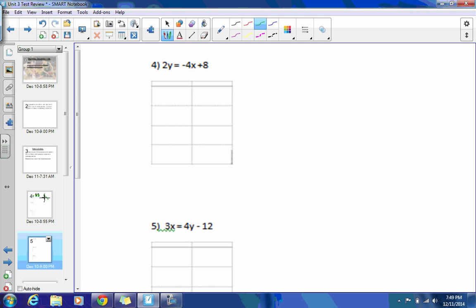Now, numbers 4, 5, and 6 could all easily be put into standard form, for instance by adding 4x to both sides, which would bring the x over. So you'd have 2y plus 4x equals 8, and you could use the same method. Or maybe for this one you want to try using the T-chart, so that's what I'll do for you. Since we did the intercepts with the last one, we'll do a T-chart with this one. So here will be our T-chart.